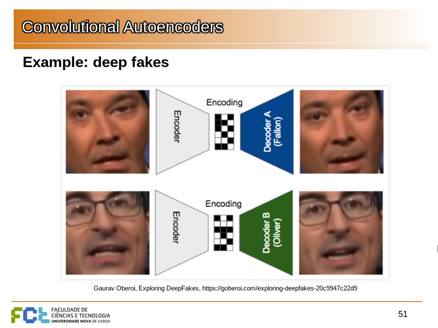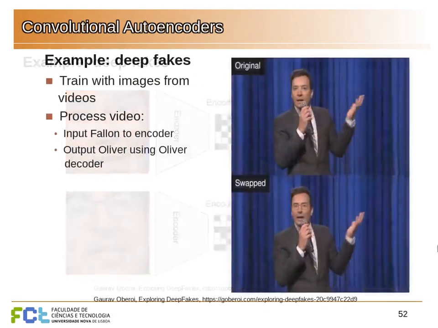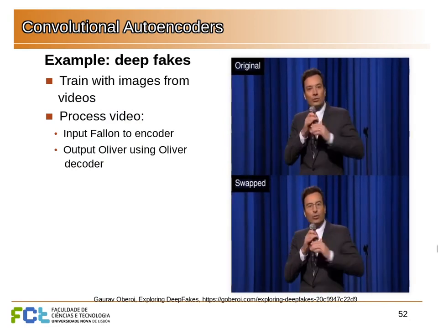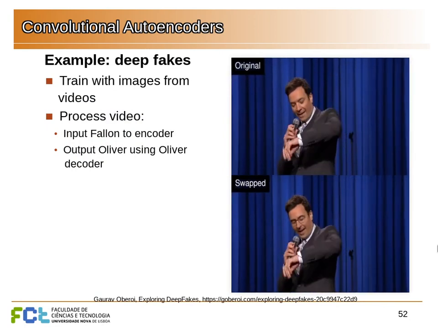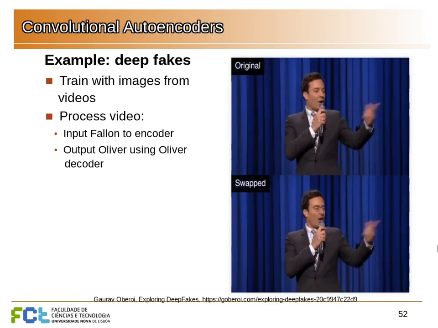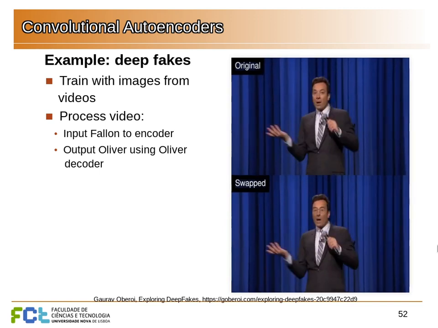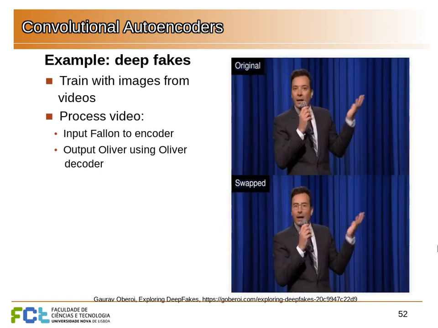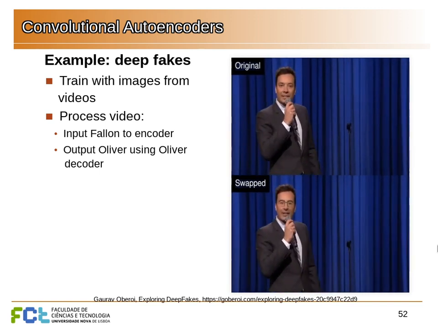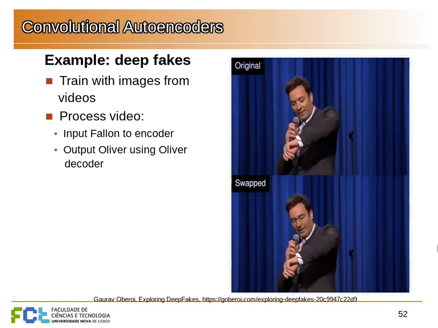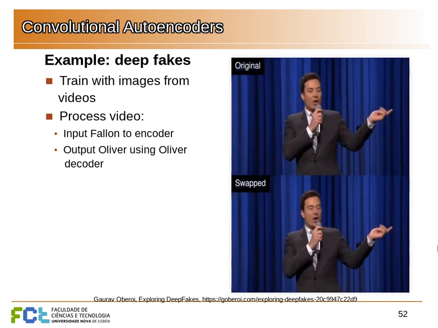And now what we can do is to combine these differently. So we input image from Jimmy Fallon to the encoder, but then we use the John Oliver decoder and we get a replacement of the faces there. So this is one way where we can learn a shared representation space and use that to sample the correct images with the appropriate decoder.